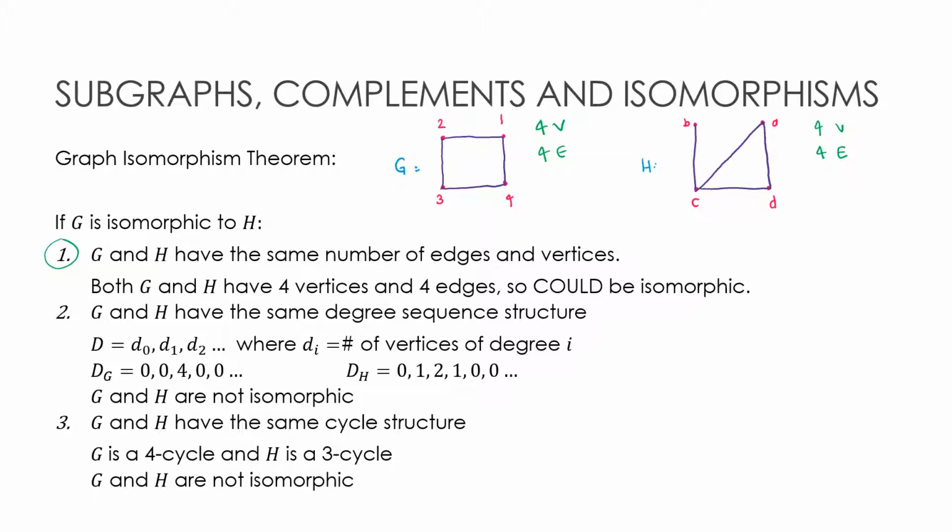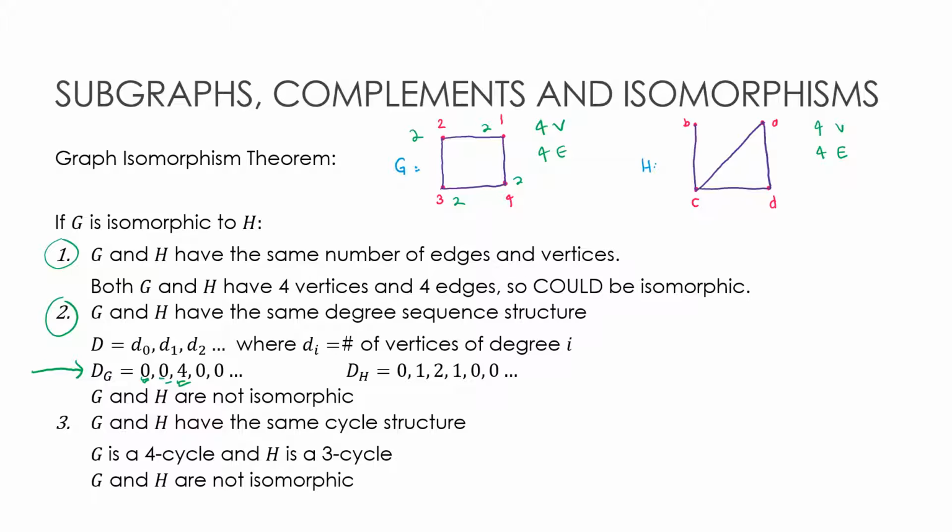The second thing I would check is the degree sequence structure. And this is something you may have not seen before. Essentially, I'm saying, in my 4 vertices, how many have a degree of 0? 0. How many have a degree of 1? 0. How many vertices have a degree of 2? Well, 1, 2, 3, 4. And that's all. So zeros from there on out.